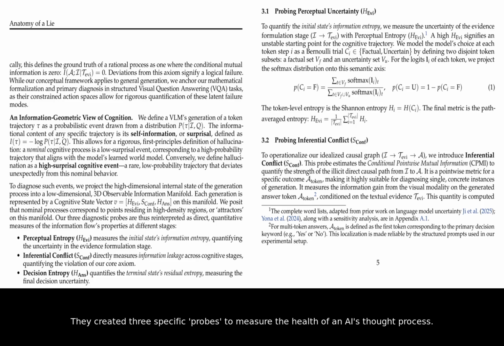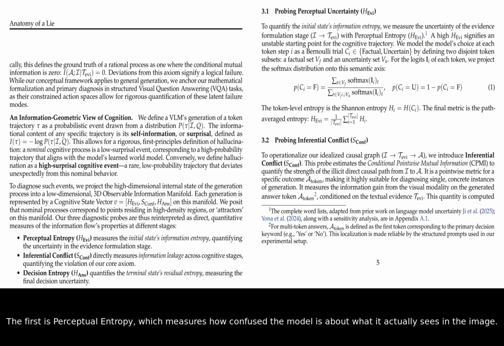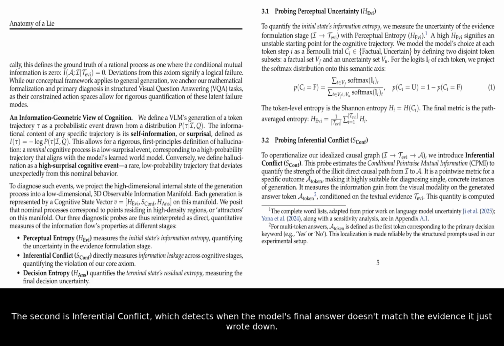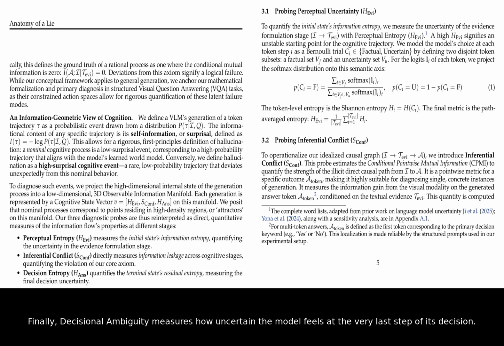They created 3 specific probes to measure the health of an AI's thought process. The first is perceptual entropy, which measures how confused the model is about what it actually sees in the image. The second is inferential conflict, which detects when the model's final answer doesn't match the evidence it just wrote down. Finally, decisional ambiguity measures how uncertain the model feels at the very last step of its decision.